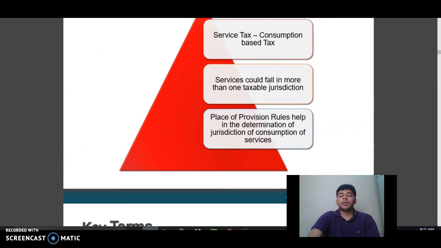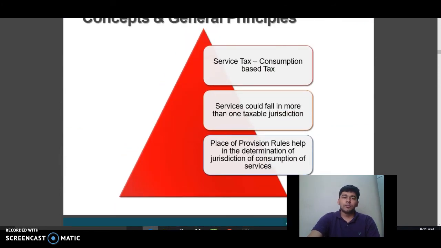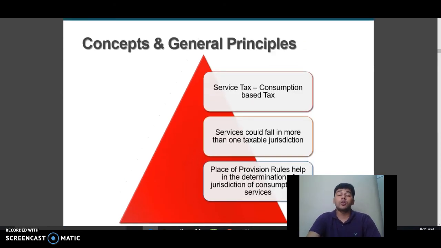Now, service tax being a consumption based tax, services could fall in more than one taxable jurisdiction, fair possibilities, and the Place of Provision of Services Rules help to determine the jurisdiction of consumption of services. So like I told you, in order to expand the horizon of the charging of tax, these rules are definitely going to make a great difference. Understand?